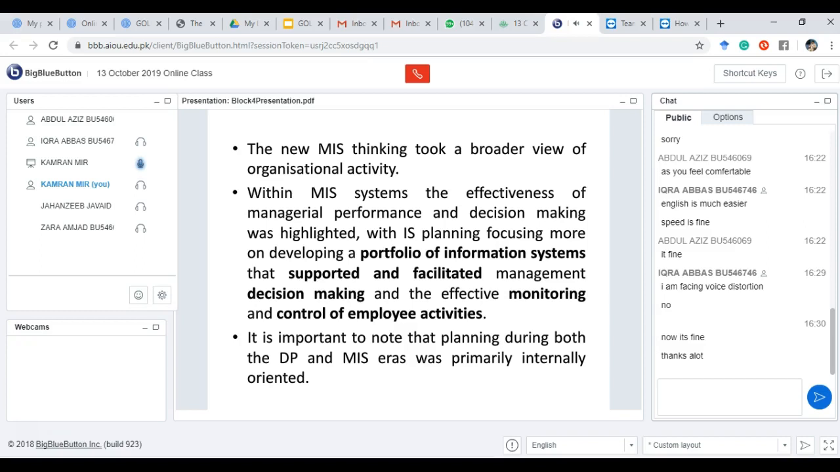We were saying the data processing system was just giving information about reliability. It was talking about one system, but then the MIS gave you more information about different systems in place in the organization: monitoring and control of employee activities, a portfolio of information systems. Basically, that's the main difference. But you need to see one thing: even the first one and the second one were both primarily internally oriented. Everything they were talking about, all the analysis, all the performances, was related to the internal processes of the company. So that's the thing we need to monitor.